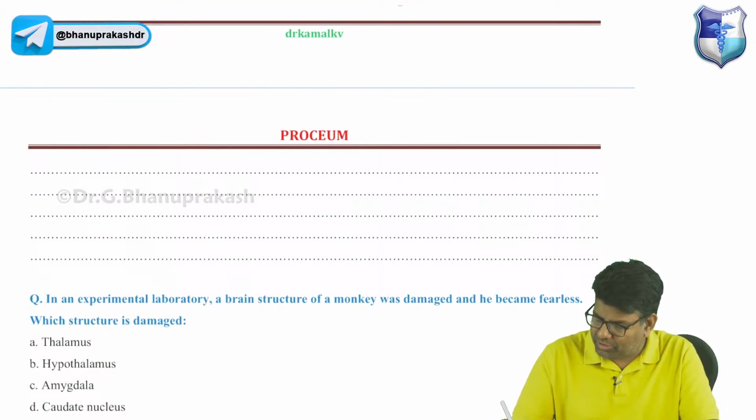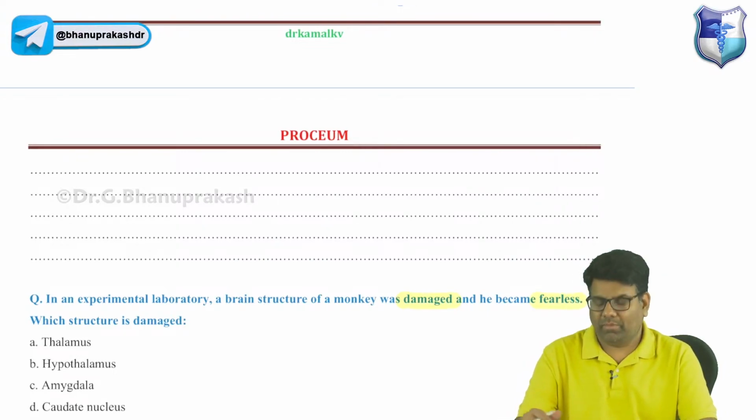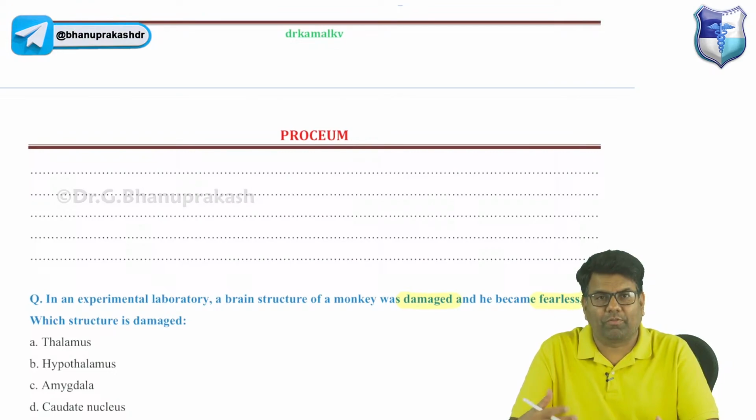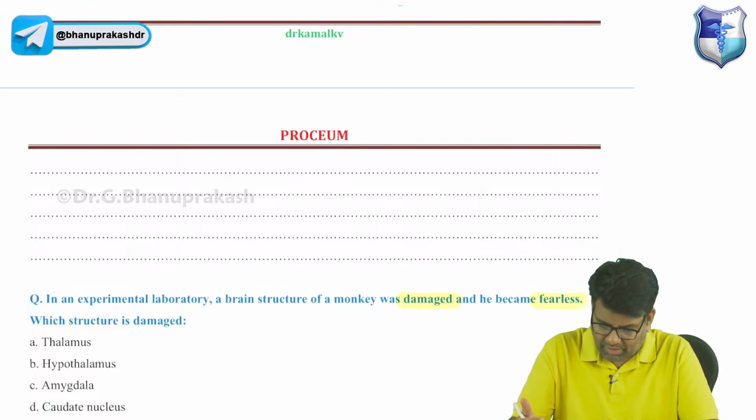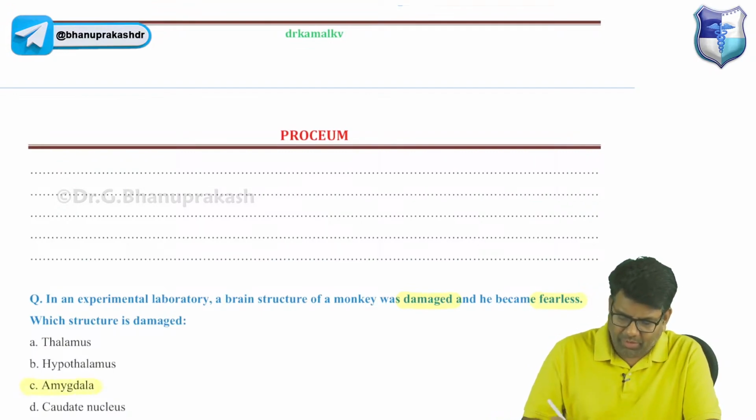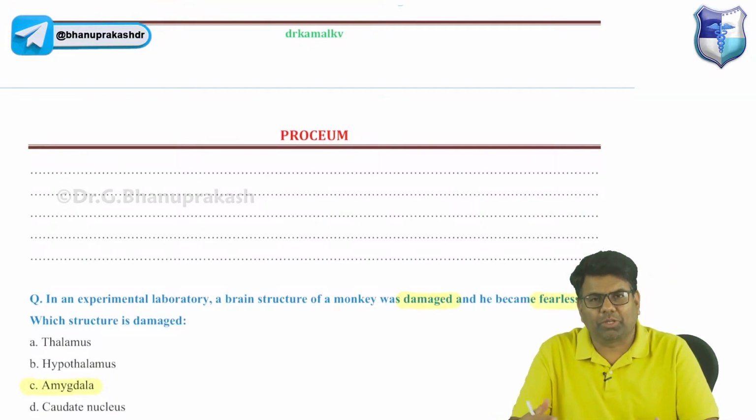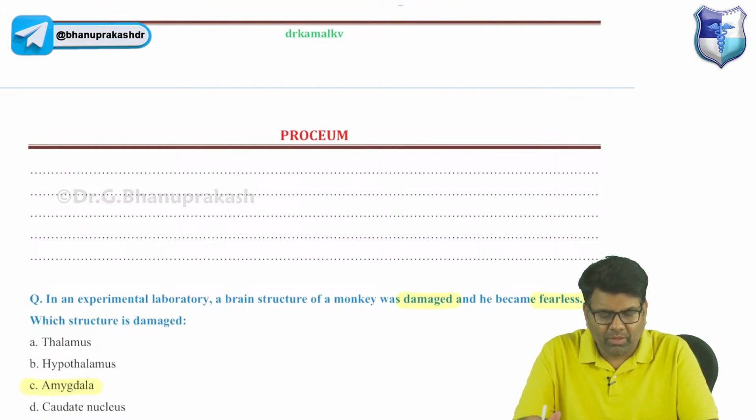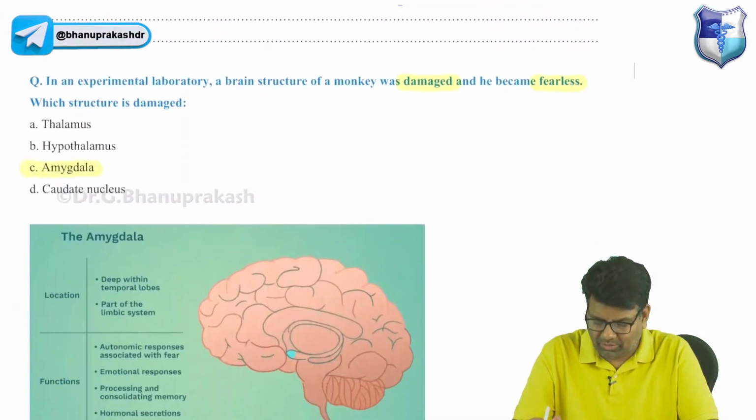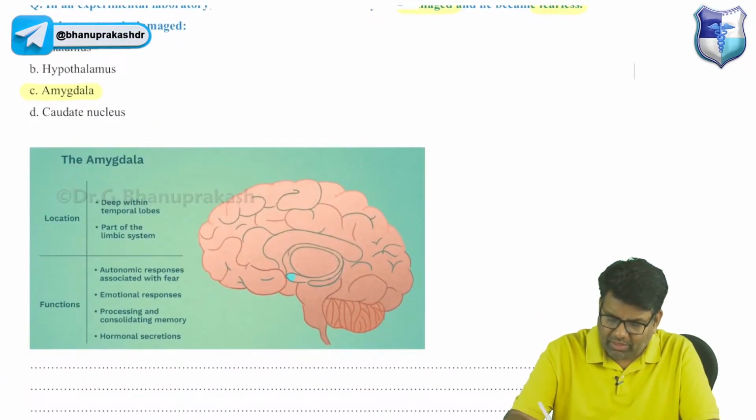Now, next question. If there is damage to a brain structure, after which there is less appreciation of fear, which structure might have been damaged? Yes, amygdala, right. So amygdala is for perception of fear, and if the amygdala is injured, the person might become fearless, so he won't appreciate the fear. So this is about amygdala, the response related to fear.